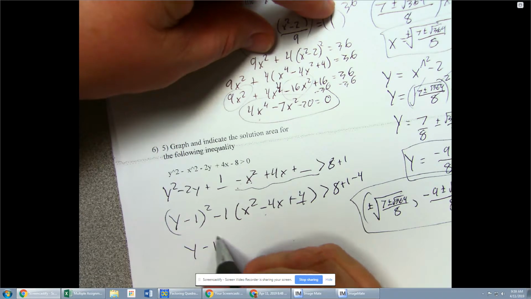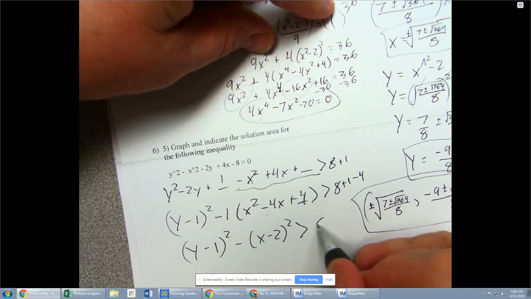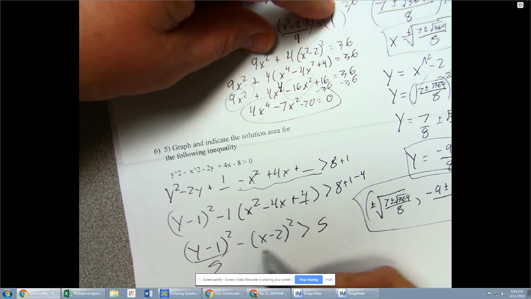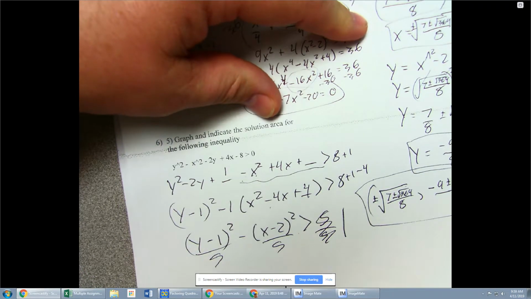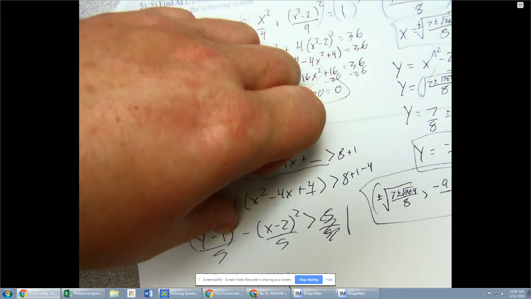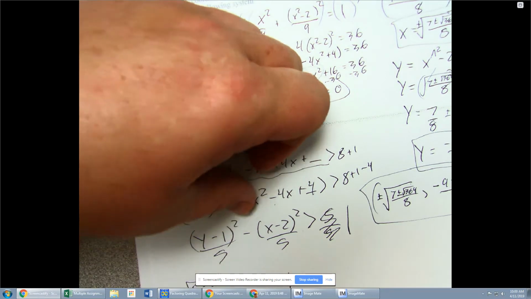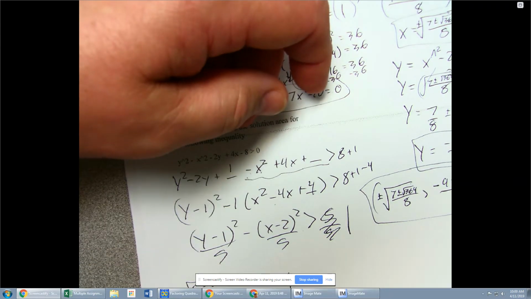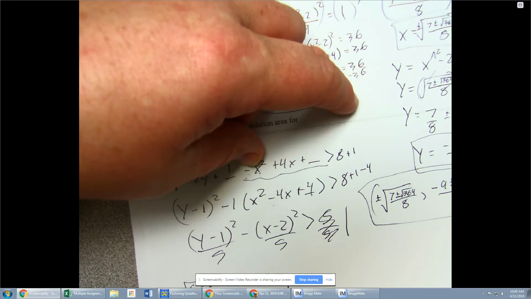So we get (y minus 1) squared minus (x minus 2) squared greater than 5. At this point, move the 5 over, and that becomes 1. With that, I'm going to graph it. I have 1, 2, and I go root 5. Now, root 5 is approximately 2.4. So 1, 2, and a little bit, and so on, box, box, box, asymptote, asymptote, asymptote.